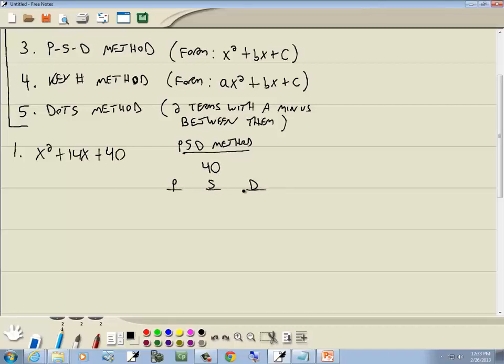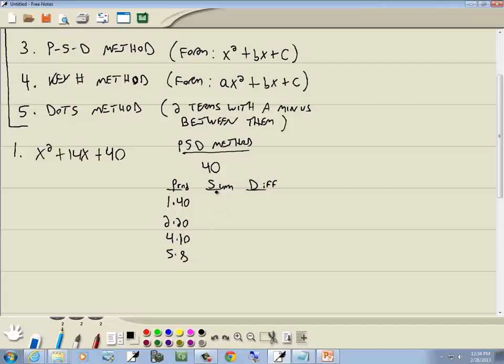A P column, an S column, and a D column. The P stands for product, the S stands for sum, and the D stands for difference. In the P column, we're going to write down all the products that give us 40. Well, there's 1 times 40, 2 times 20, 3 doesn't go into it, 4 times 10, 5 times 8, 6 doesn't, 7 doesn't, and then next one would be 8 times 5, which we already wrote down.